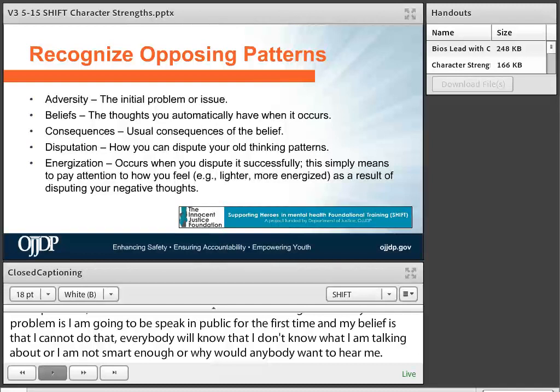So we need to dispute that thought by saying, what can I do to dispute that old thinking pattern? So I can say, well, the topic that I'm presenting on is a topic that I know really well.